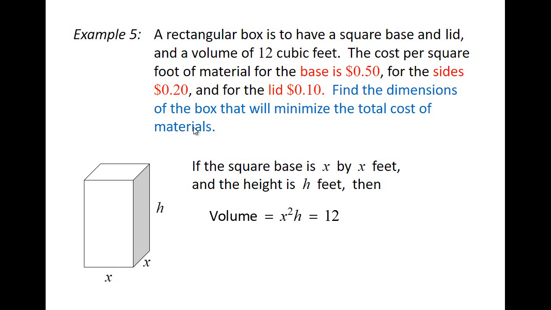So the volume is x squared times h. So volume is the area of the base times height, and that's equal to 12. That's the requirement. And from this, we can solve for h and get that h is 12 divided by x squared, which can also be written as 12 times x to the negative 2. And so this is our constraint, that the volume has to be 12.